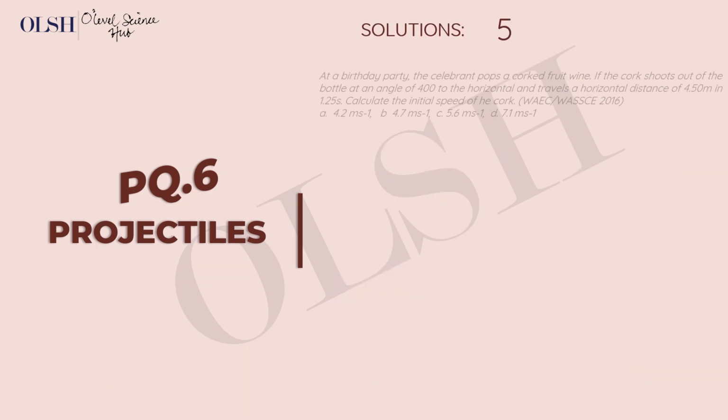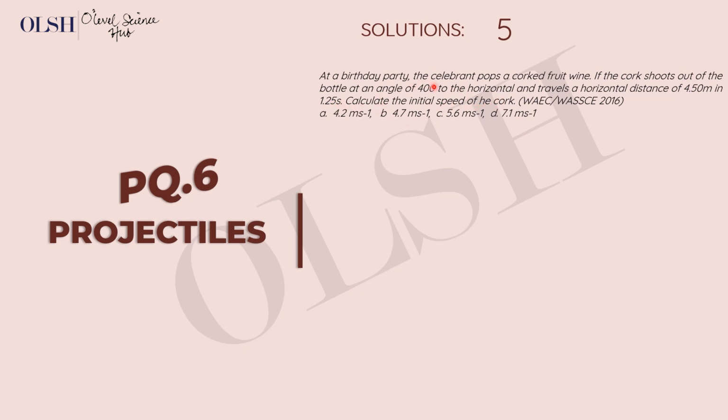So let's move on to number 5. Number 5 says, at a birthday party, the celebrant pops a corked fruit wine. If the cork shoots out of the bottle at an angle of 40 degrees to the horizontal and travels a horizontal distance of 4.5 meters in 1.25 seconds, calculate the initial speed of the cork.